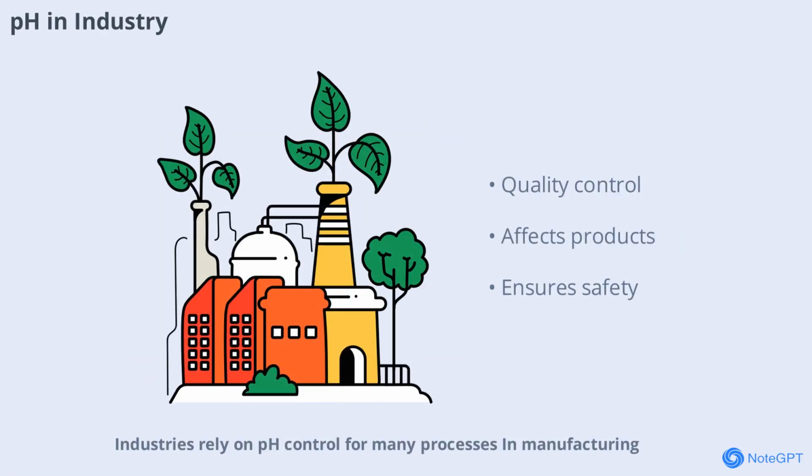Industries rely on pH control for many processes. In manufacturing, the right pH ensures quality and safety. For example, in paper production, pH affects the strength and color of paper. In pharmaceuticals, pH is critical for drug stability. Monitoring and adjusting pH is a key part of industrial quality control.